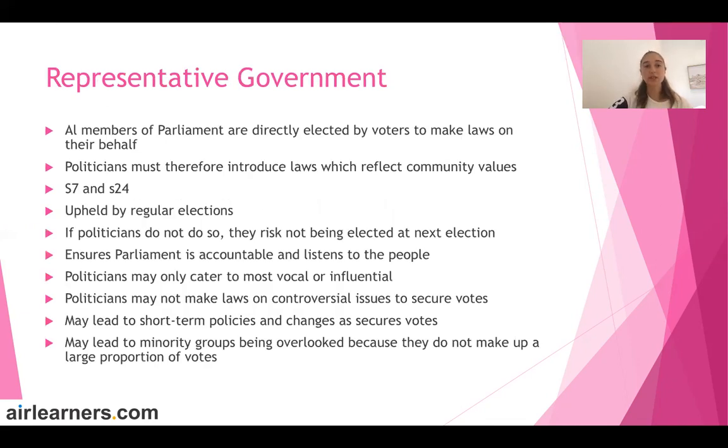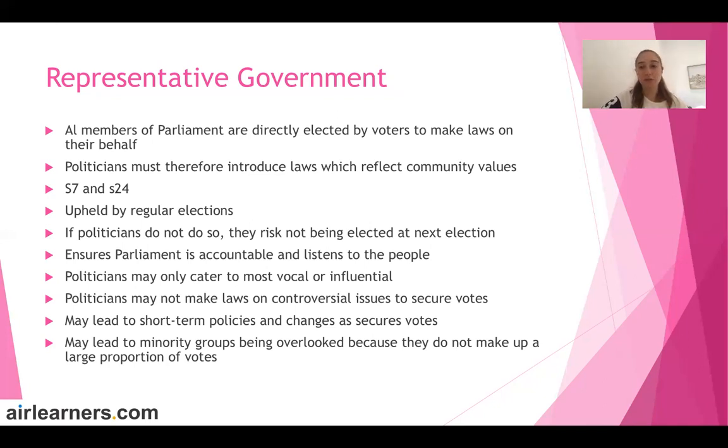The next factor which affects the ability of Parliament is representative government. As I've spoken about before, representative government ensures that all members of Parliament are directly elected by voters, and therefore members of Parliament make laws on behalf of the people. Therefore, politicians have to introduce laws which reflect the community's values and concerns, and that's upheld as per Section 7 and Section 24 of the Constitution.